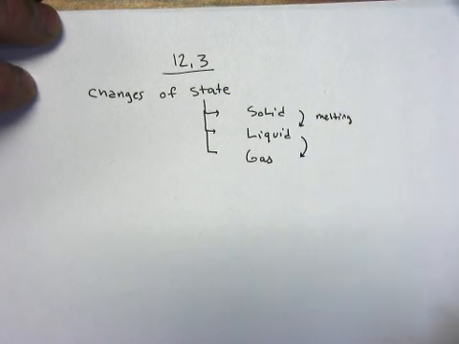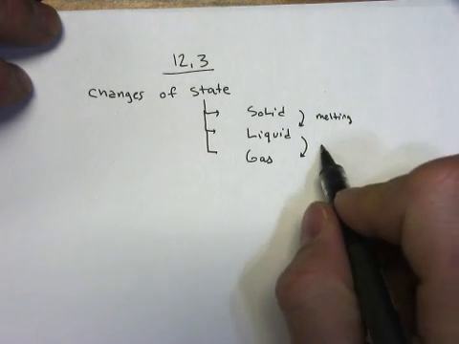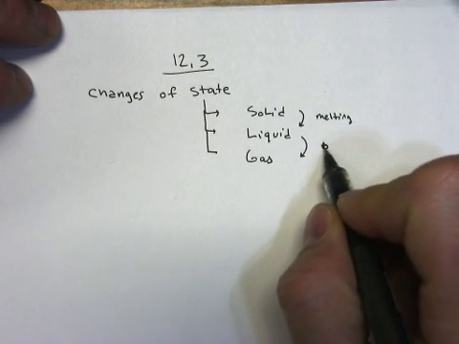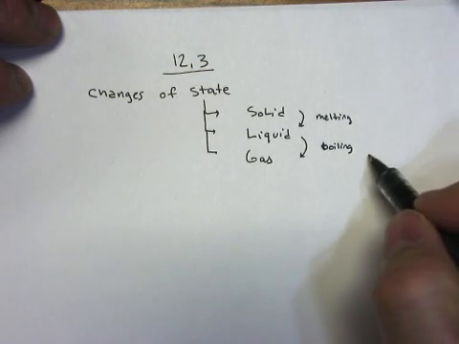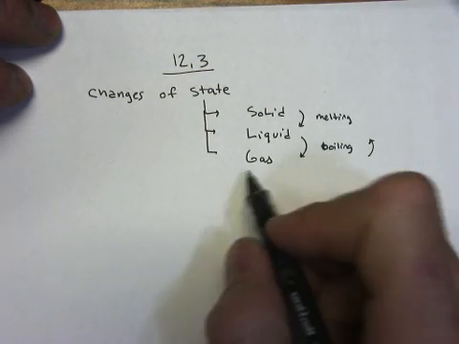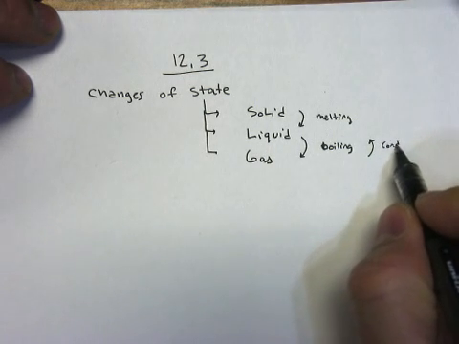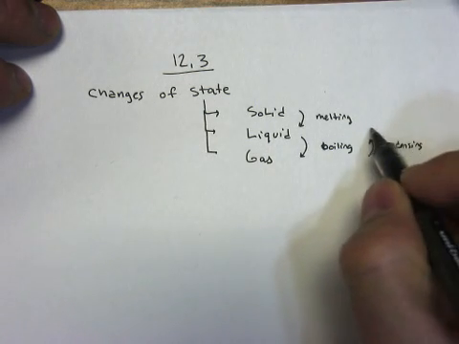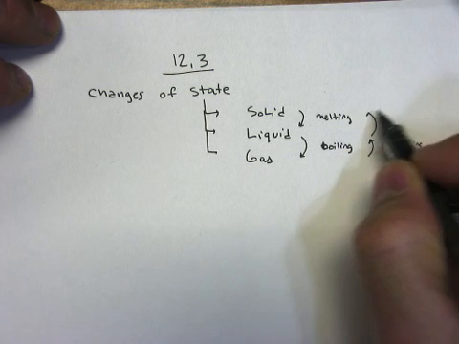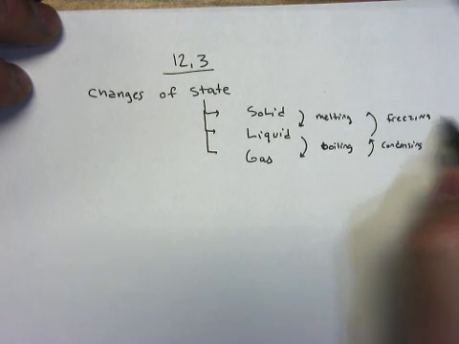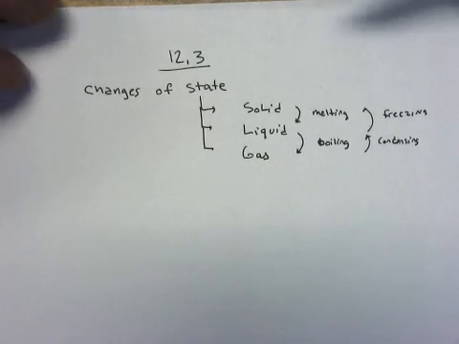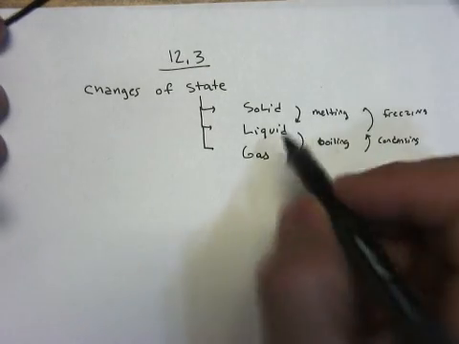Going from liquid to gas, that's called evaporating or boiling. And then going back, going from a gas to a liquid, we call that condensing. And then when we go from liquid to solid, that's freezing. So how much energy does it take to change the state of an object?